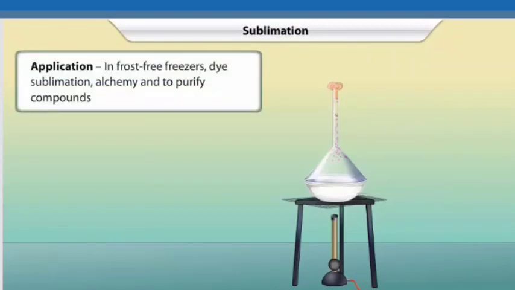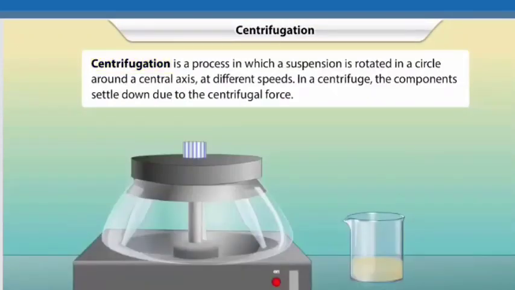The process of sublimation is applied in frost-free freezers, dye sublimation, alchemy, and purification of compounds. Centrifugation is a process in which a suspension is rotated in a circle around a central axis at different speeds. In a centrifuge, the components settle down due to the centrifugal force.